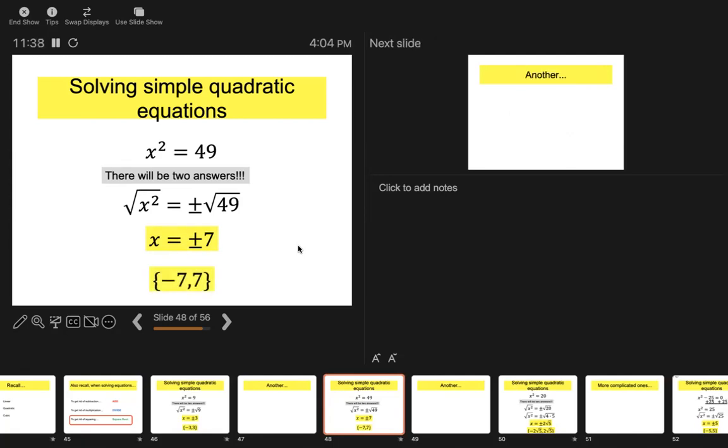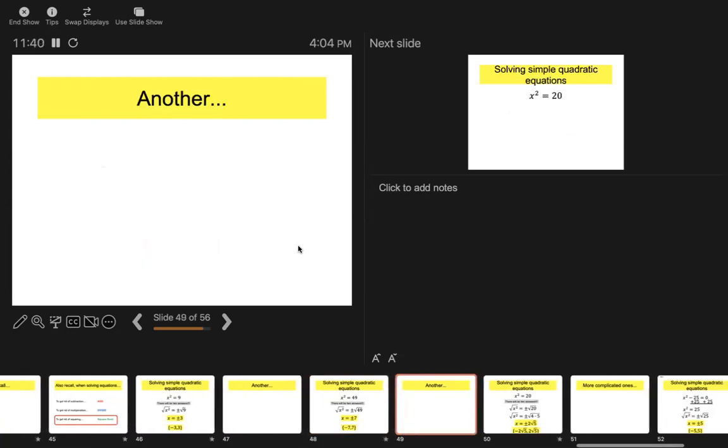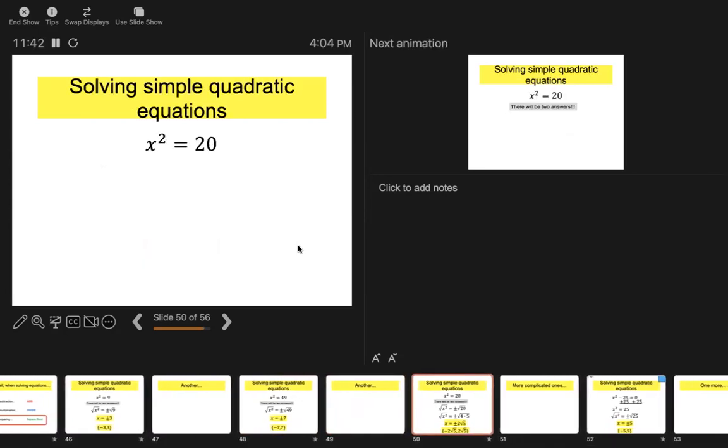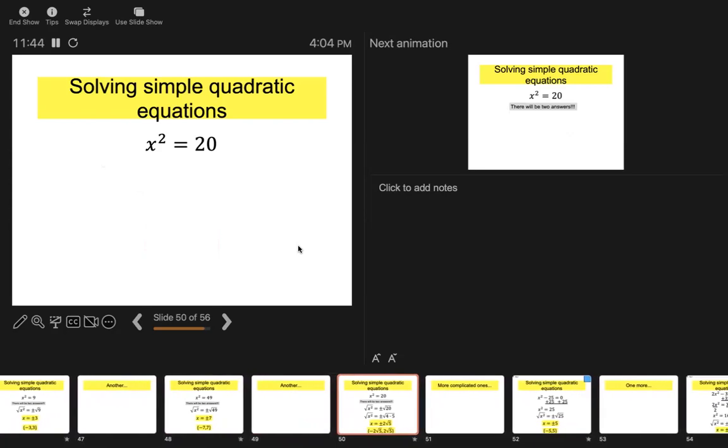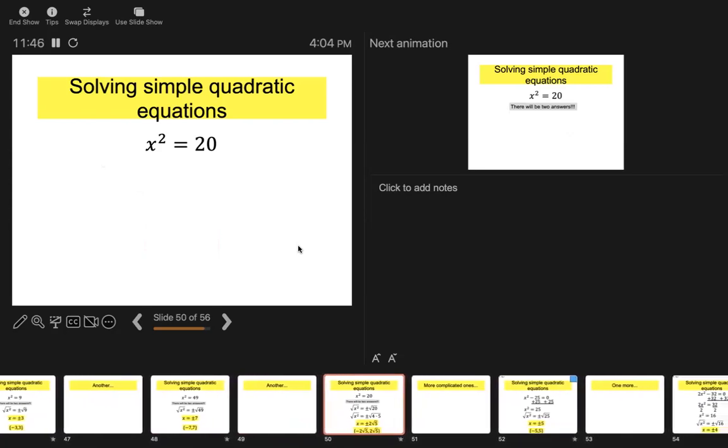Now, those are the simple ones. The more complicated ones involve a little bit of stuff to it. So this one has a little bit of stuff involved. Same process. To get rid of the 2, we take the square root. So that means there's going to be 2 answers. That means we write x equals plus or minus the square root of 20.